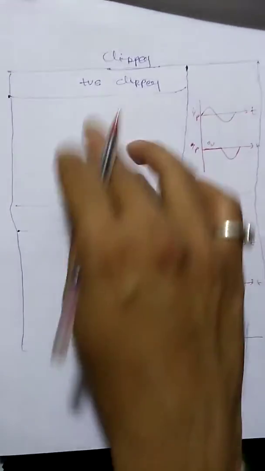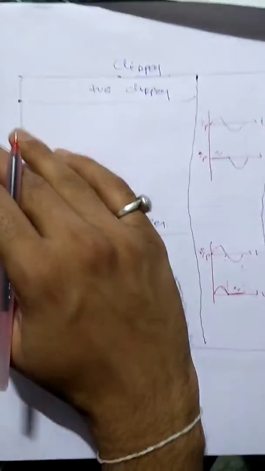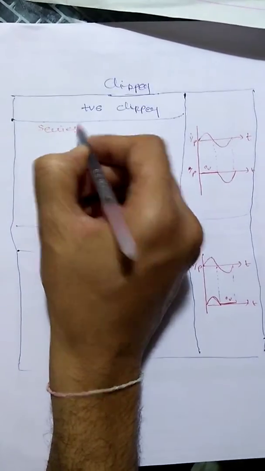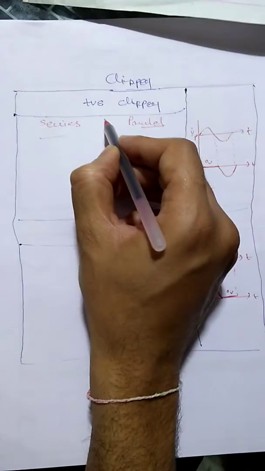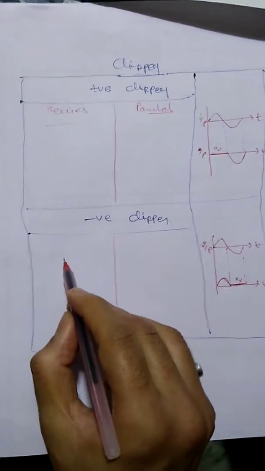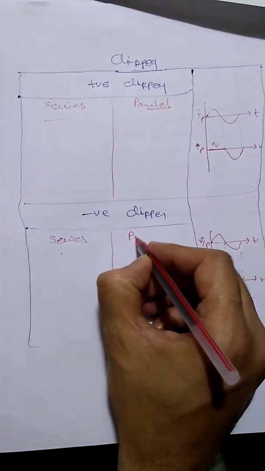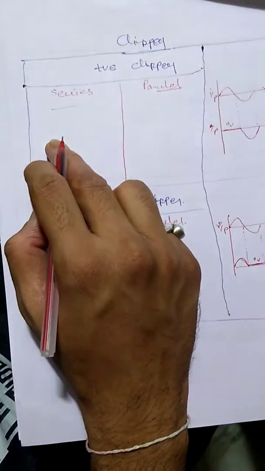So consider positive clipper. There are two types: positive series and positive parallel. So now the second part, series and parallel. You can define another two parts for the negative as well: series, parallel.